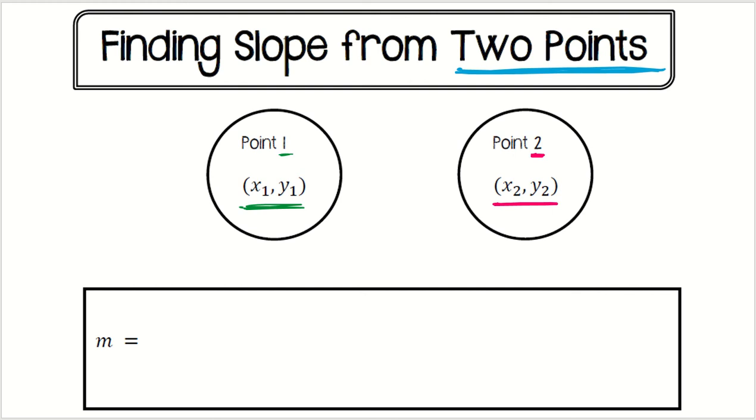Just to let you know, you will not be given this formula. You do have to know it. It is y2 minus y1 over x2 minus x1. That would equal our slope. So this is just another way of finding slope if we do not have a graph and only have 2 points.